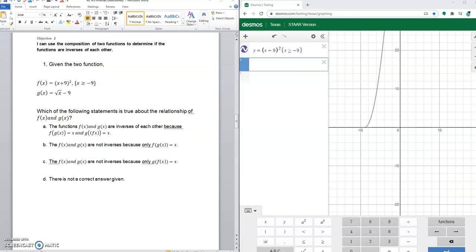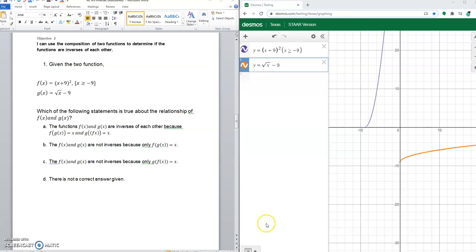All right, so that is your first function, and this is your second function. So therefore, we can say that those two are inverses, which is letter A. Please take note to put the restriction right here. And also, your negative 9 should be outside of the radical sign.